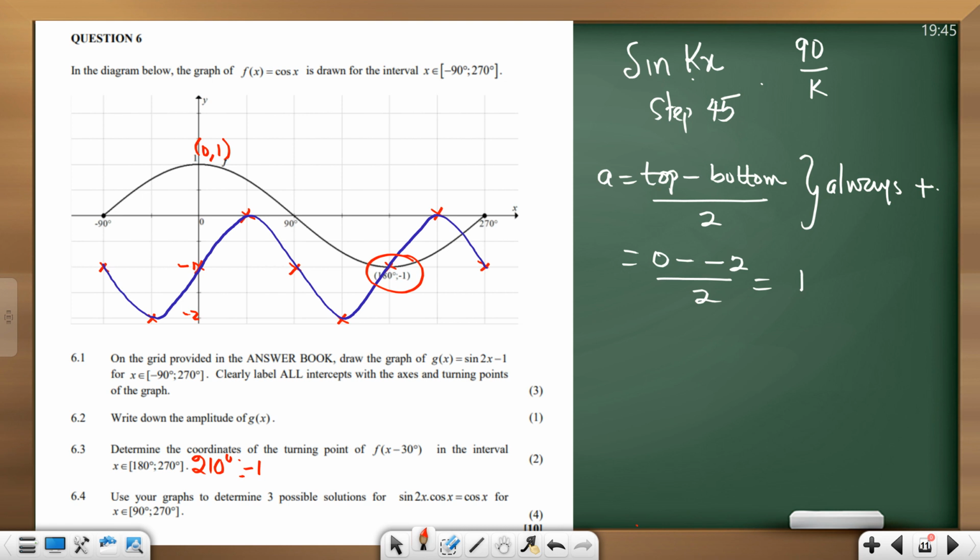Use your graph to determine the 3 possible solutions. Aha. Check. The examiner wants to play with you here. Set sine 2x. What we need to do is find a way of writing this in terms of f of x and g of x. Let's try. What do we have as f of x? Cos x. Let me get a fresh page.